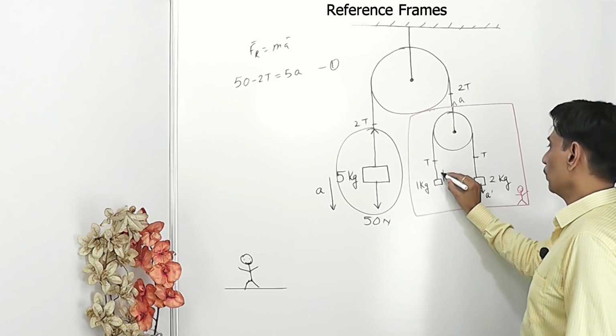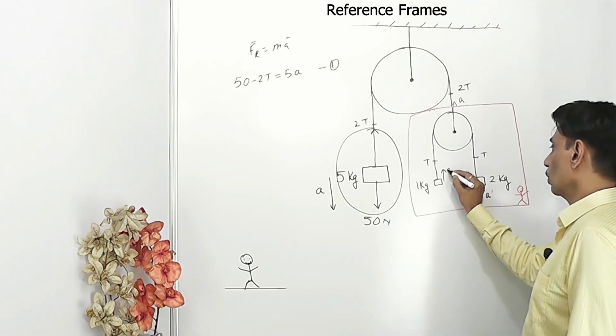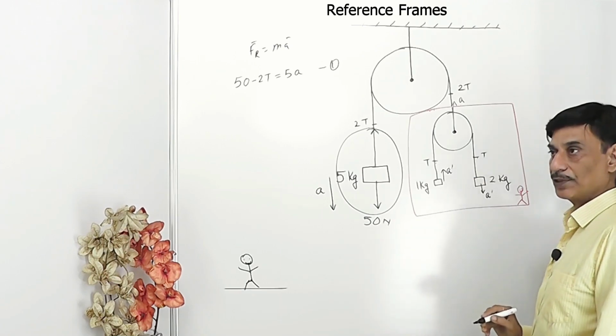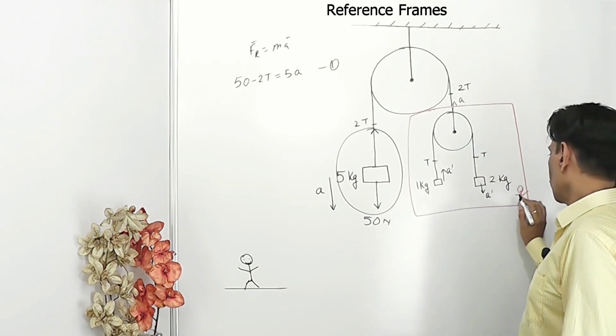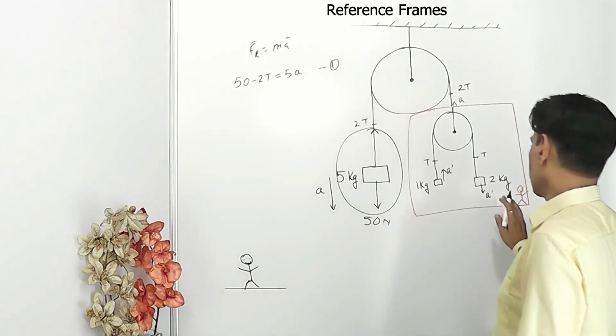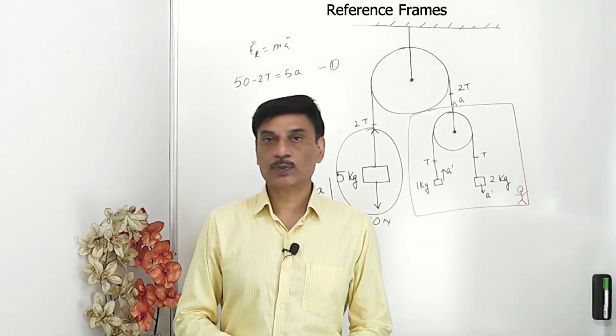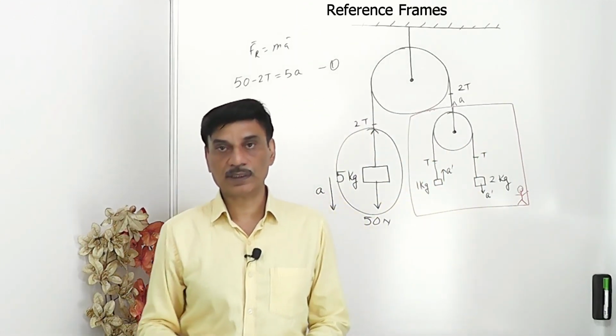So obviously with respect to him, if this goes with A dash in the downward direction, so this will go up with A dash in the upward direction. Now if he wishes to apply Newton's laws of motion, in addition to all the real forces we have done, he has to consider one more force, that is what we call pseudo force, fictitious force, imaginary force.